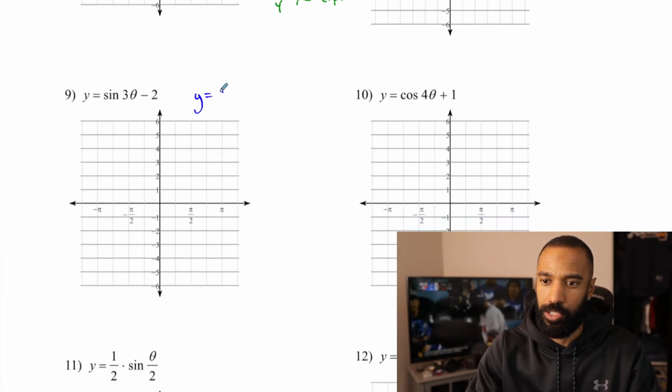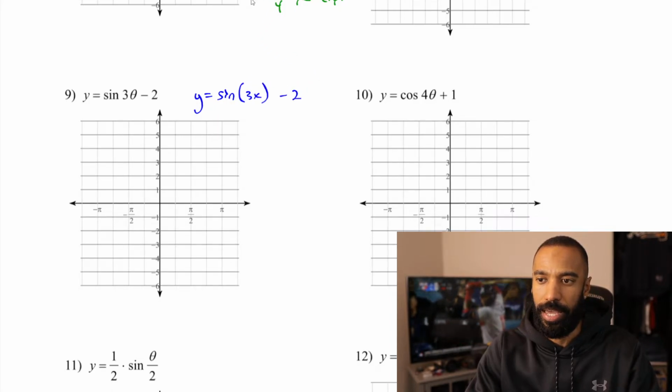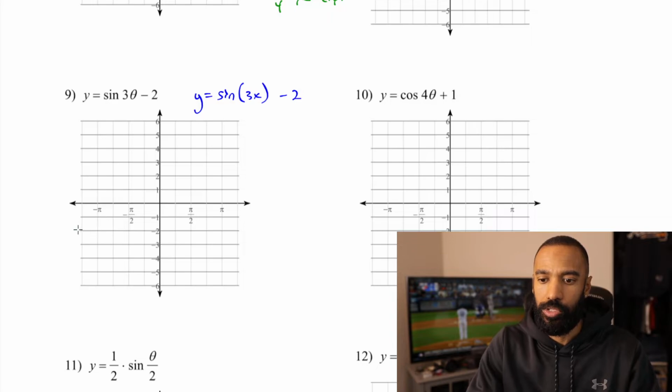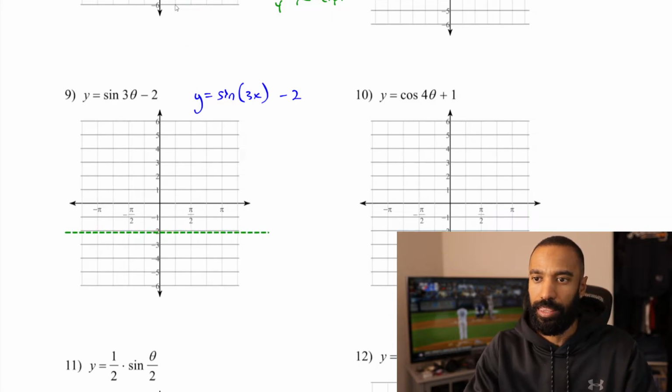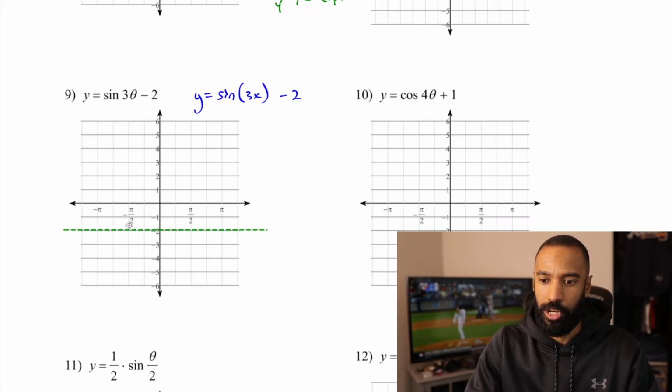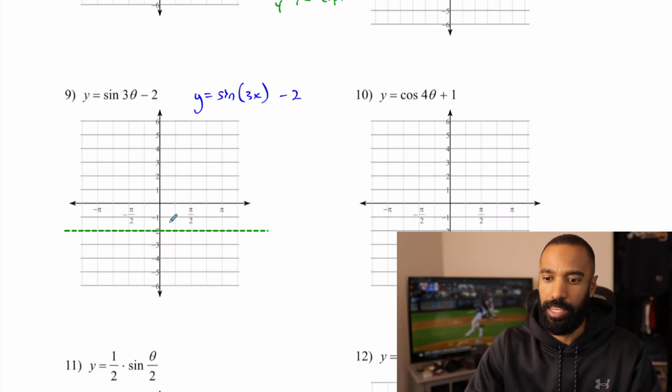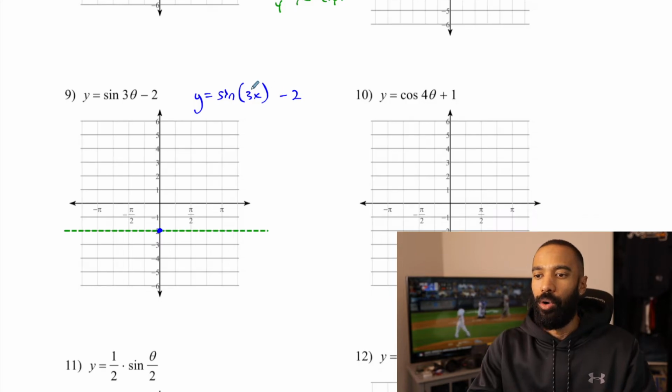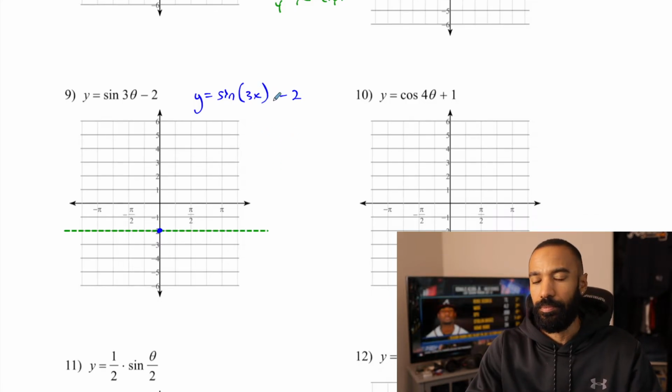This is y equals sine of 3x minus 2, like that. So the minus 2 is your midline right there. So we're starting down there. Our starting point is on the midline right here. No horizontal shifts yet to speak of. That comes later. Okay, now this 3x here.